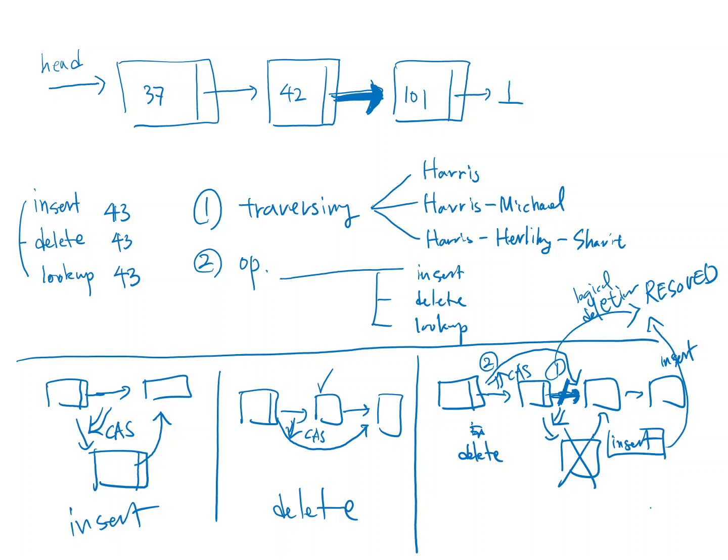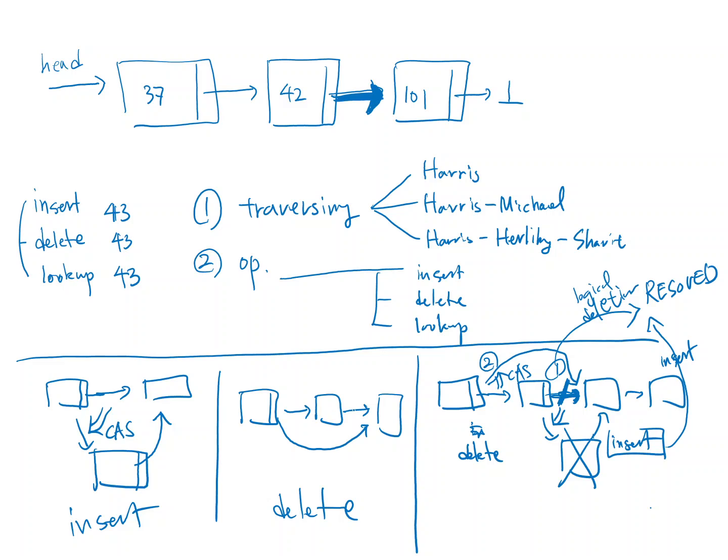So that's what's going on in this insertion and deletion, and their contention. As a result, you cannot just perform a CAS in the deletion operation. You have to first logically delete the node by marking the next pointer as logically deleted.